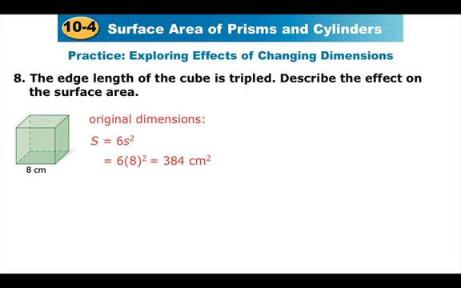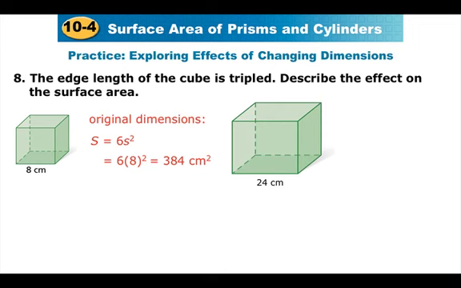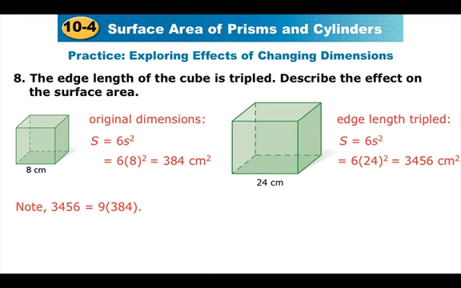I am going to actually do this a long way, and eventually you should be able to see the shortcut. So if I actually draw the new cube after tripling the dimensions, this is what you have. I compute the surface area, and this is what I get. Now, notice that 3456 is equal to 9 times 384. Just do some division. Take this number here and divide it by this, and that's how you get this 9. Now, this is how you answer this portion of the problem.